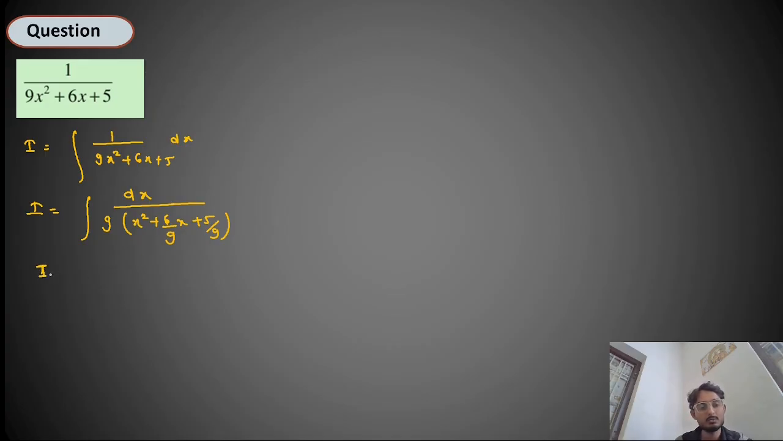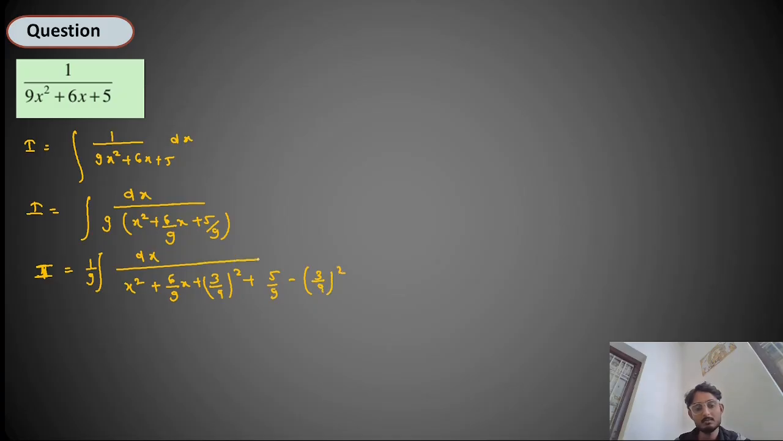So I equal to dx upon 1 upon 9, you can take 9 outside the integration sign. Here the coefficient of x is 6 upon 9. So what will you do? You will add the square of half of the coefficient of x and subtract the square of half of the coefficient of x. Half of 6 by 9 is 3 by 9. So add x square plus 6 by 9 x plus 3 by 9 whole square, and subtract, plus 5 by 9 minus 3 by 9 whole square.